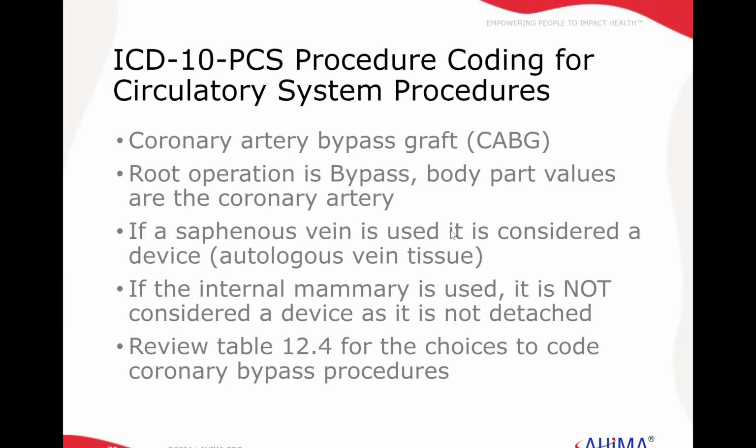And the root operation in this is a bypass, and the body part value is the coronary artery. If a saphenous vein is used, it's considered a device, even though it is a saphenous vein typically from the patient if they have good veins. So in this case, it's an autologous vein tissue. If an internal mammary artery is used, however, it is not considered a device. Why? Because it's still attached on one end. And again, you may want to spend some time reviewing table 12.4 on this. Let's take a look at table 12.4.